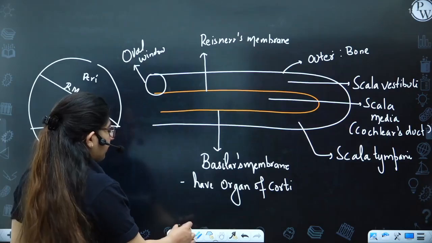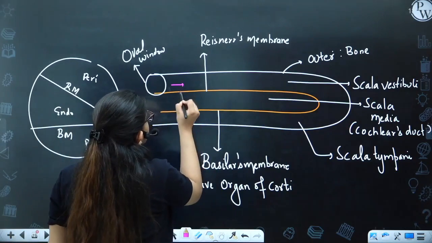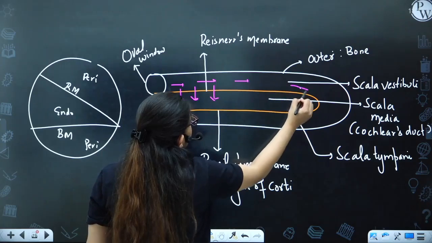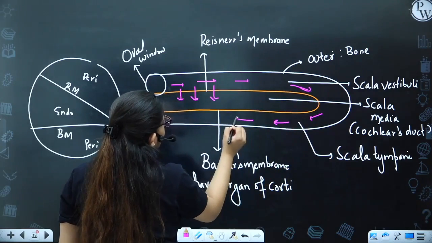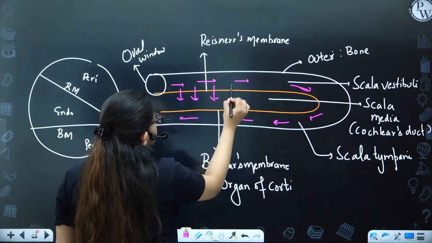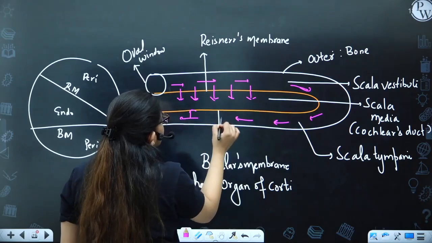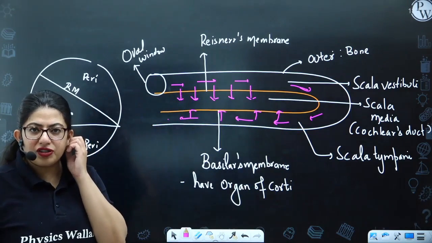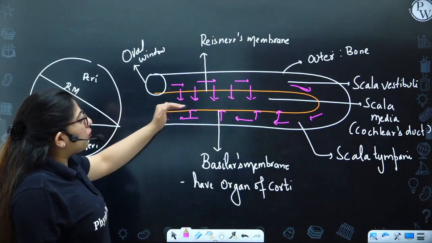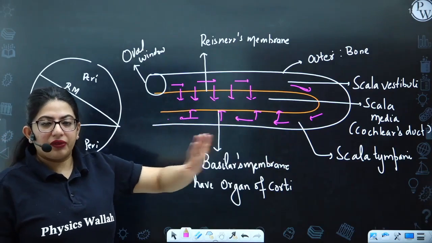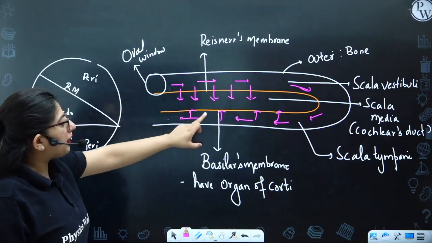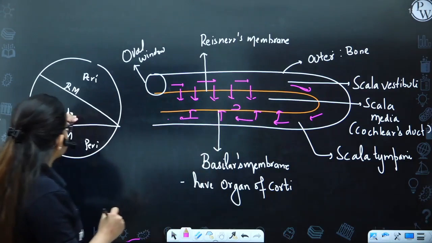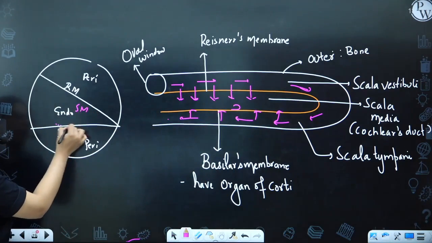Now the sound waves have entered here. From here the sound waves will move downwards. It will also move from here to here and also from here to here. Ultimately, all the sound waves have a similar function that they will have to enter into the scala media. That's the cochlear duct, which contains the organ of Corti. So the organ of Corti is just present right here. If this is the scala media, the organ of Corti will be present here.